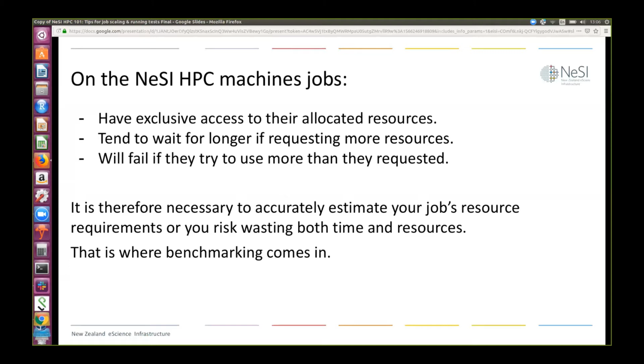And so that's where scaling comes in and why it's important, because if you can scale down your jobs, you can do benchmarking of your jobs, you can potentially save a lot of time.